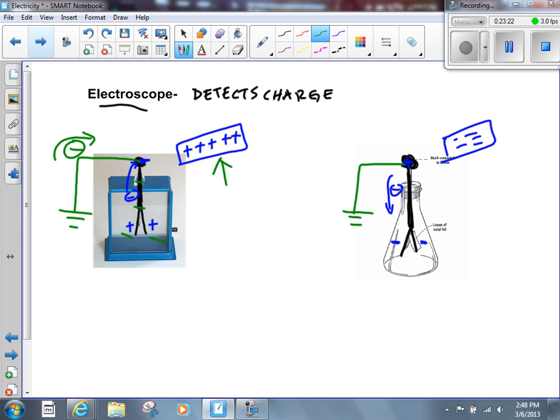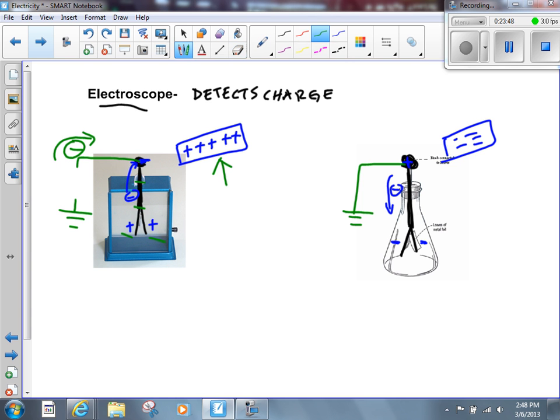Too many electrons on there, they'd go back. They'd go back into the ground. The ones that came up would go back. If we cut this before we take the charging object away, then these leaves are going to stay spread apart, even after you take the charging object away. Not forever, because eventually the electrons are going to arc to the air, discharge to the air. But they're going to stay spread apart for a while.